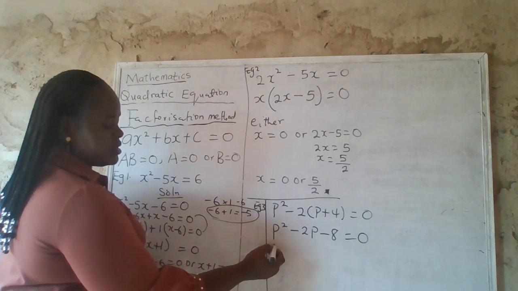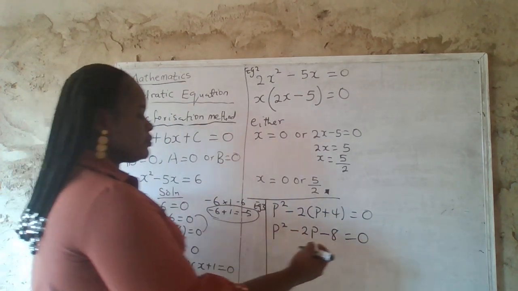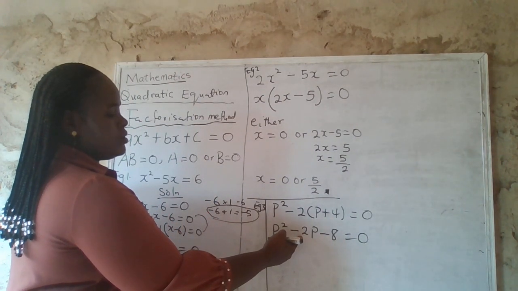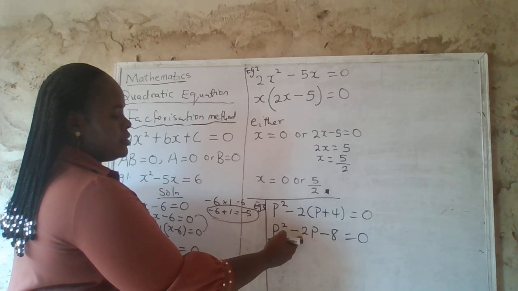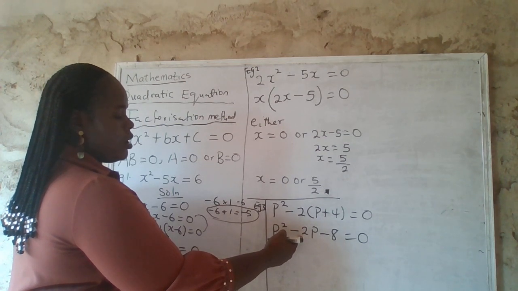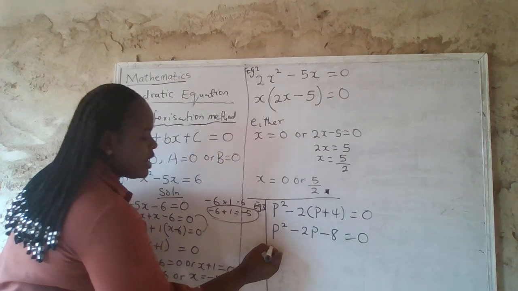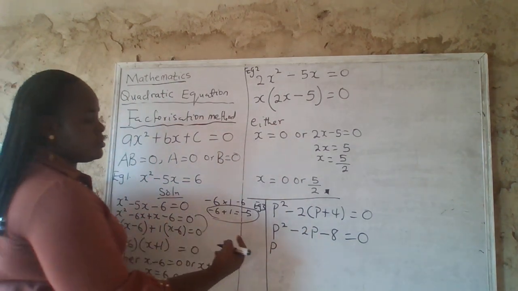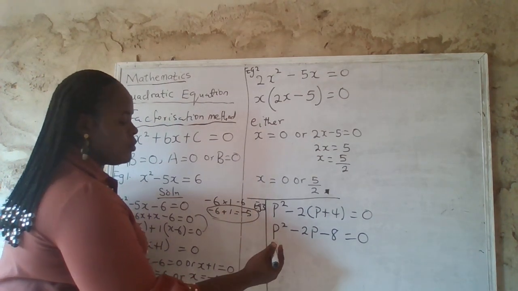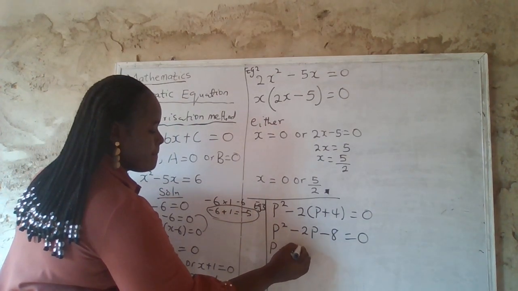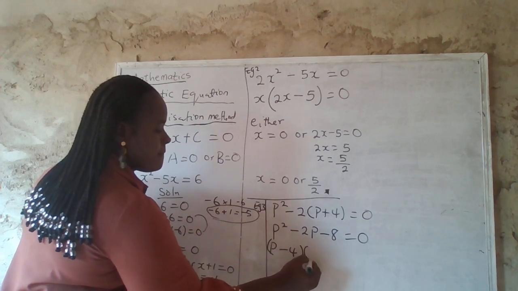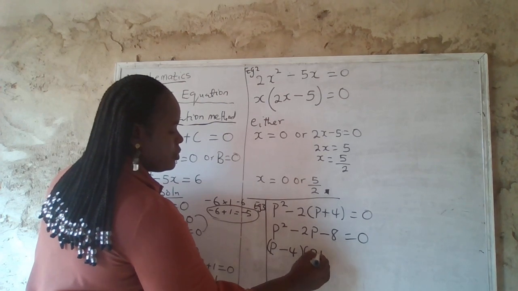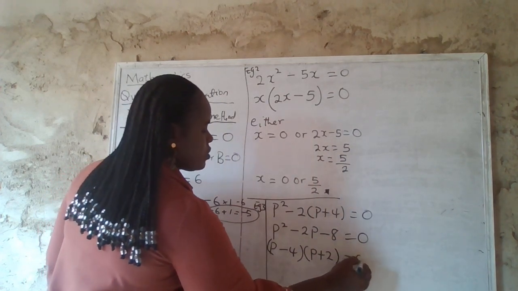So let's look for that. The two numbers should be minus 8, 2. So let's look at minus 4 and 2. So we have p. Now I'll not be doing this again. We say that the two numbers are minus 4 and 2. That means p plus 2 equals 0.